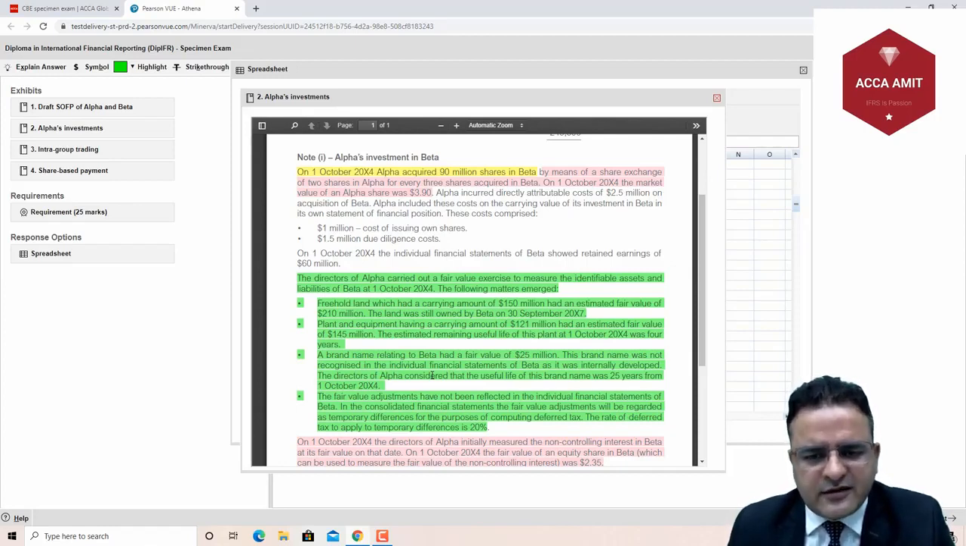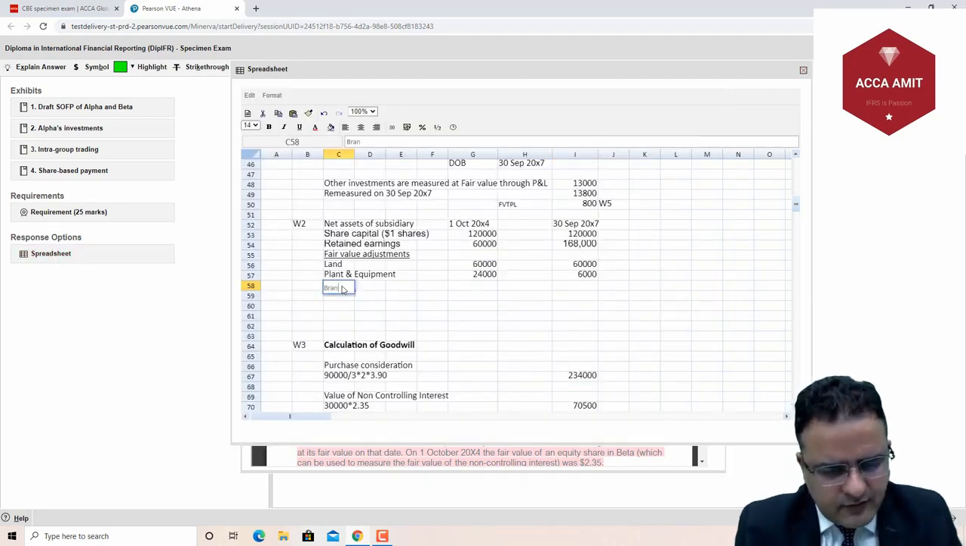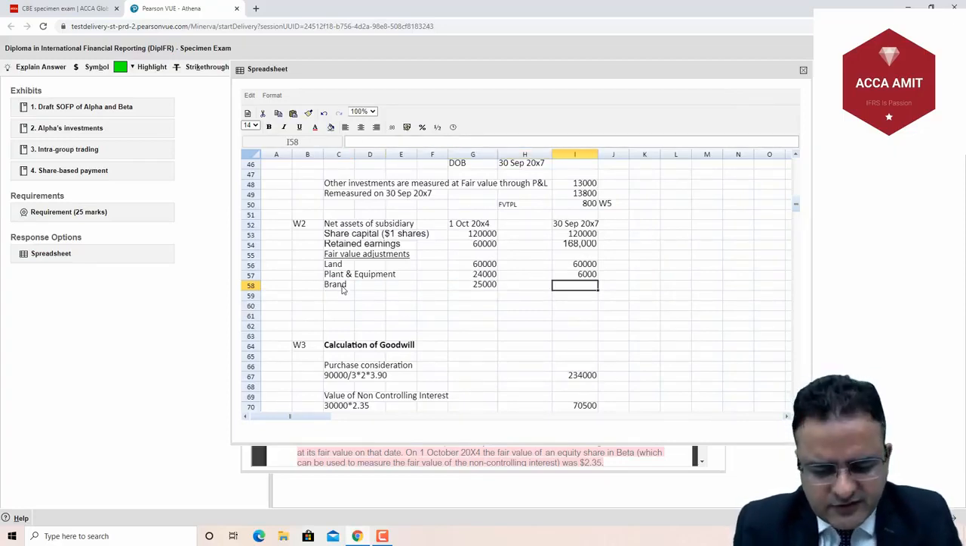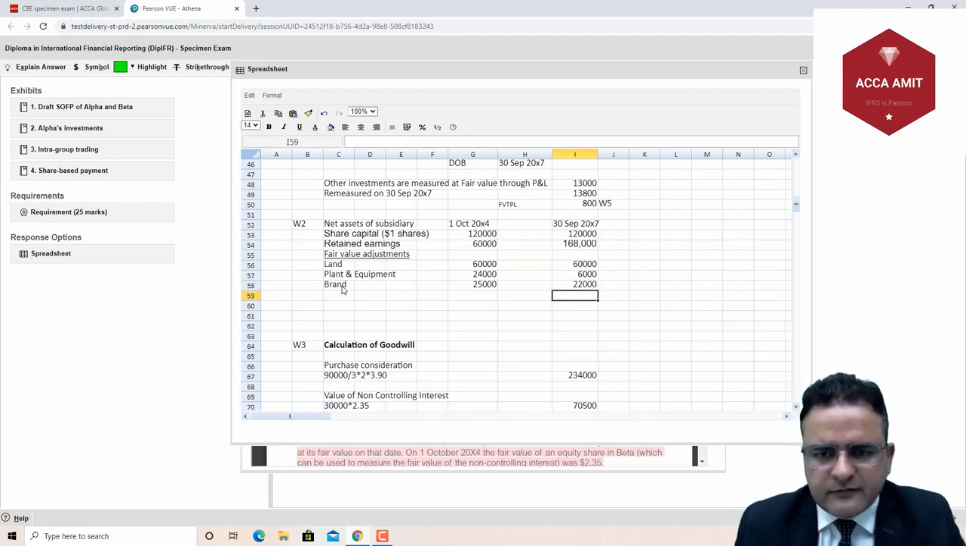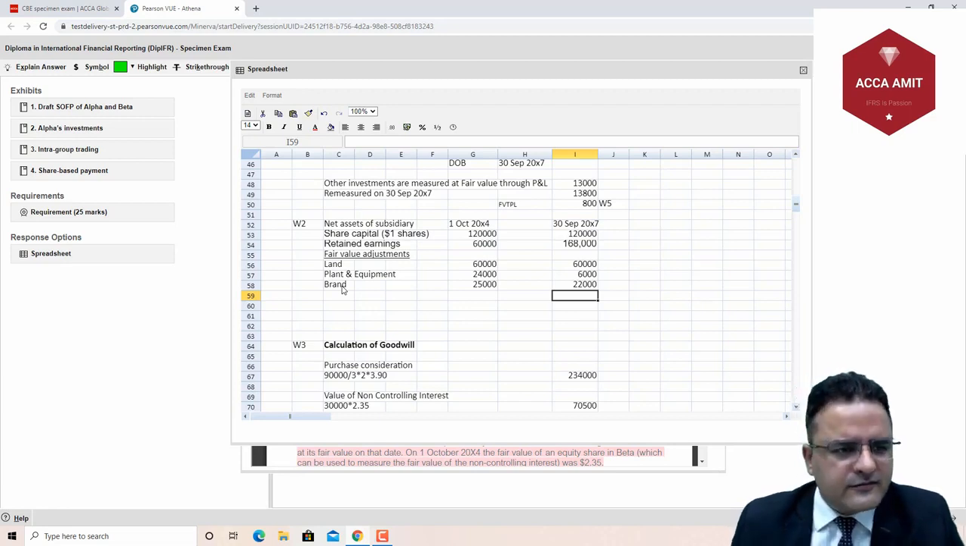The directors of Alpha considered that the useful life of this brand was 25 years from 1st October 2004. So we'll include the value of brand as well at an amount of 25,000, and this has suffered 3 years depreciation. That means 25,000 divided by 25. 3 years depreciation have already been suffered. That means 22 years of depreciation is yet to be recovered. So the value on the date of balance sheet, 3 years depreciation in a 25,000 asset, 3 years depreciation is 3,000. 25,000 minus 3,000, it is equivalent to 22,000.